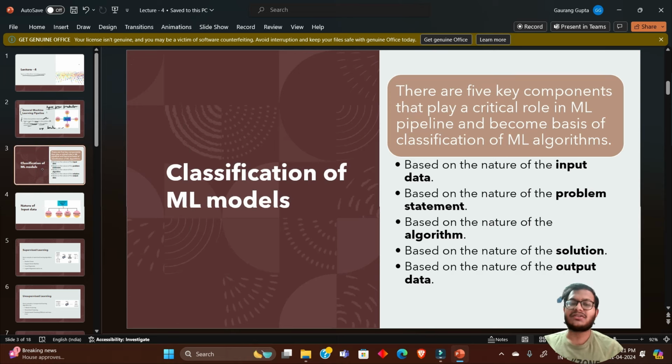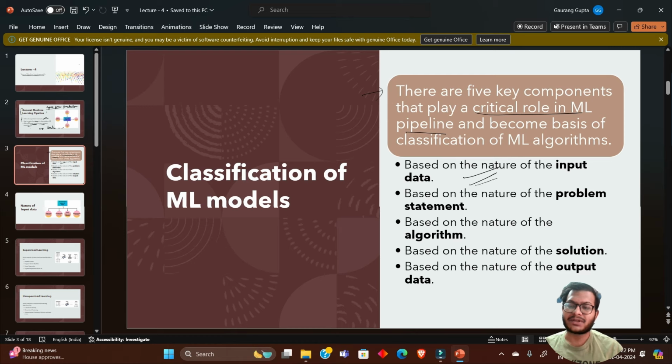Now, classification of machine learning models. On what basis is a machine learning model put into a category, and what are the points on which we classify the models? There are actually five key components that play a critical role in the machine learning pipeline, and they become the basis of classification of machine learning algorithms.